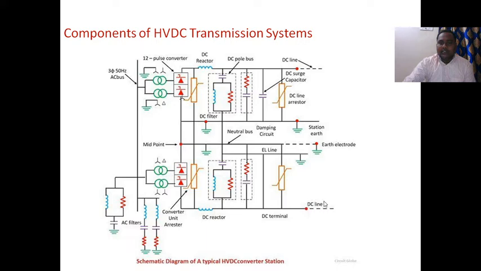This is DC line, DC terminals, DC reactor, converter unit, arrestor, AC filters. If you observe carefully, we have both AC filters and DC filters, because in HVDC we have both systems: in the rectifier there is AC to DC, in the inverter there is DC to AC. Both AC and DC are available in HVDC, so AC filters and DC filters are required.